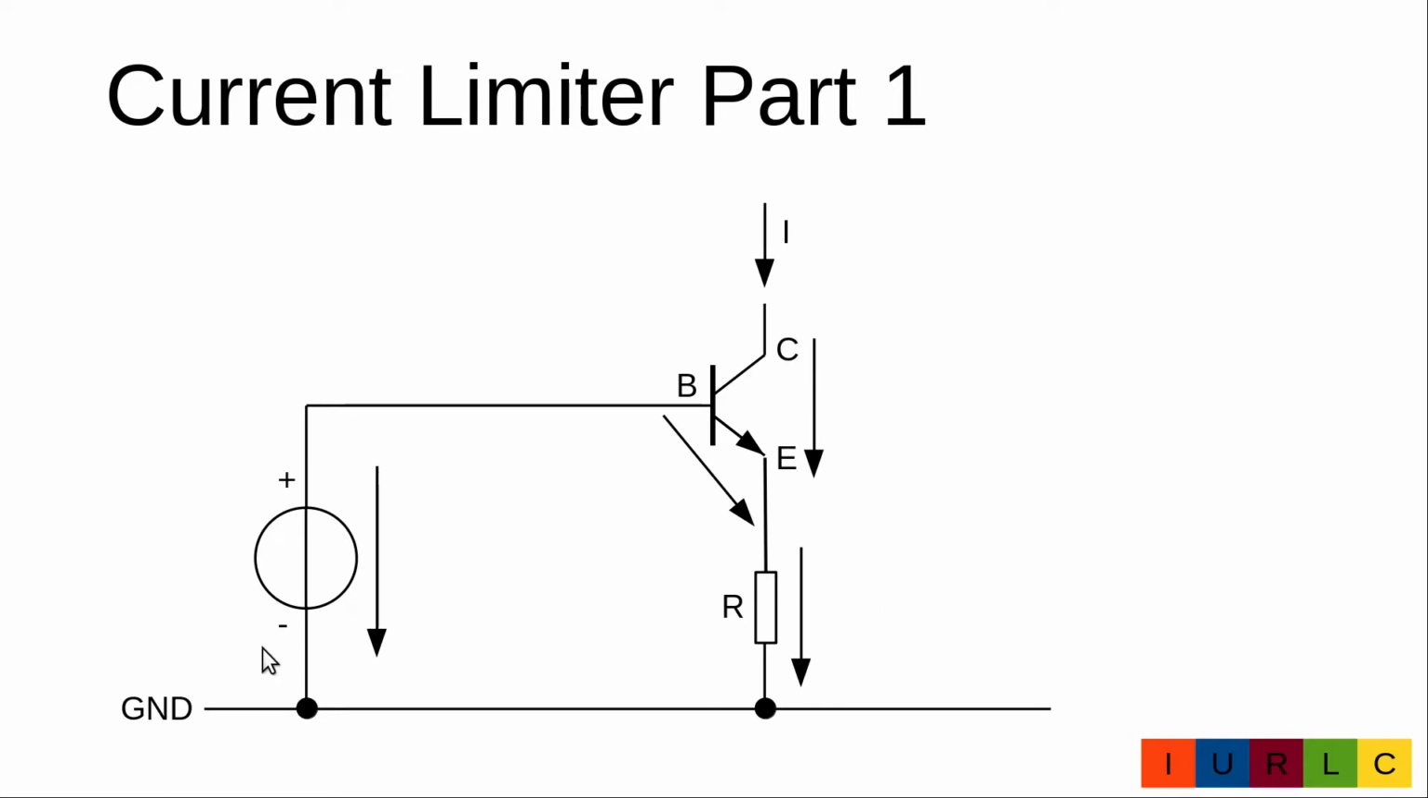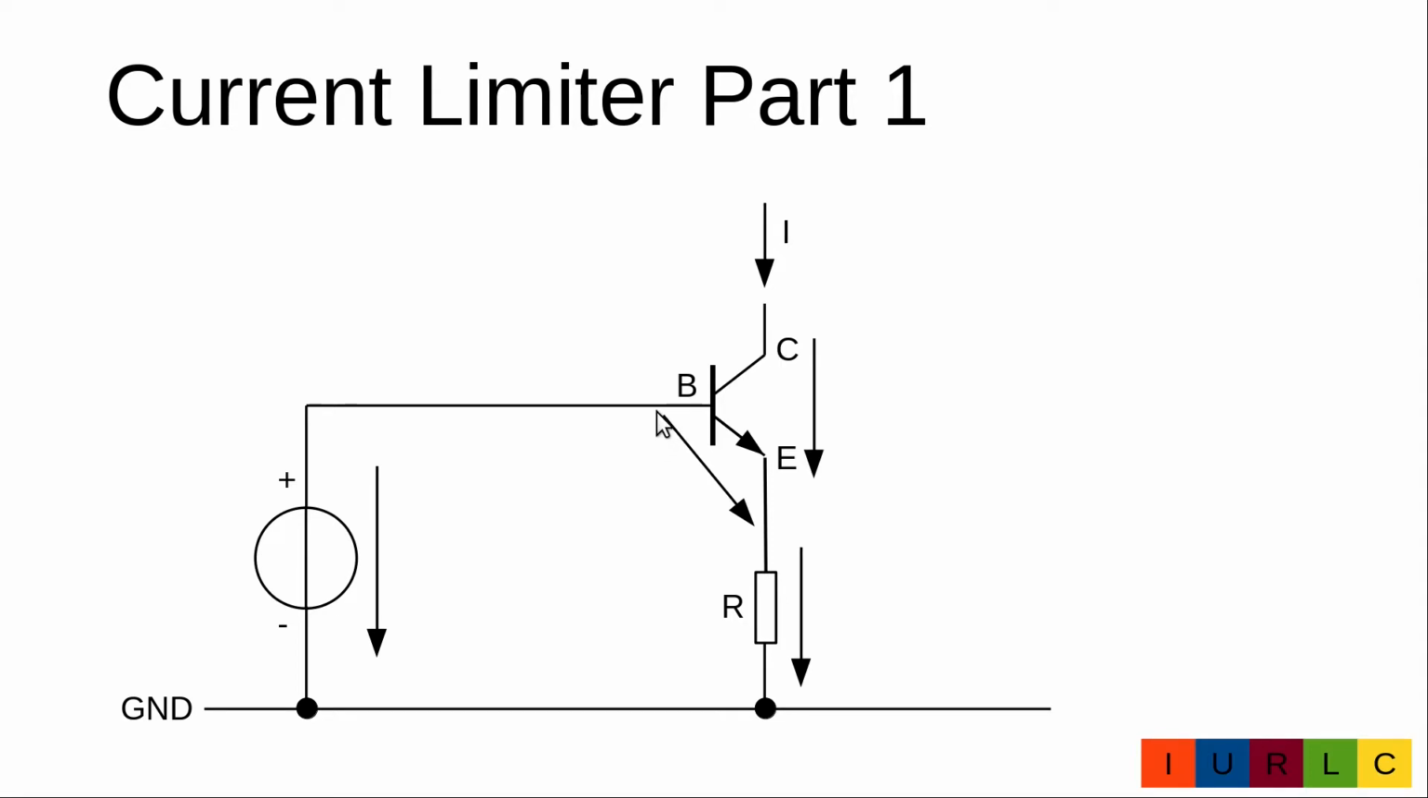We need a constant voltage at the base of the transistor. We need a resistor in the emitter to measure the current, and of course we need a transistor to control the current into the collector.